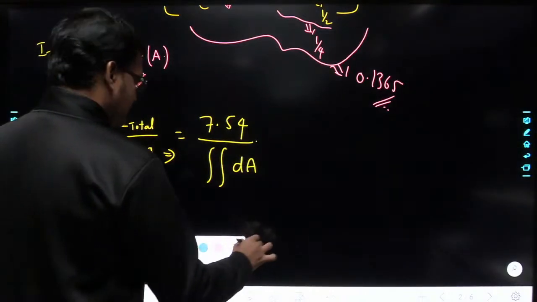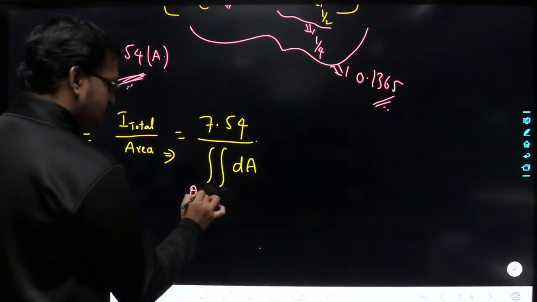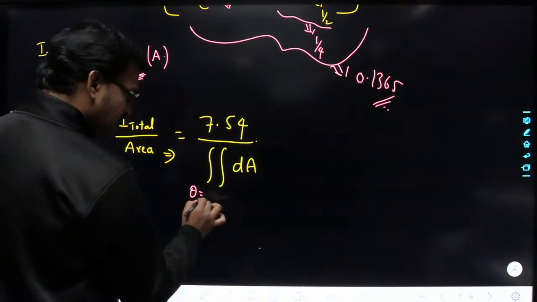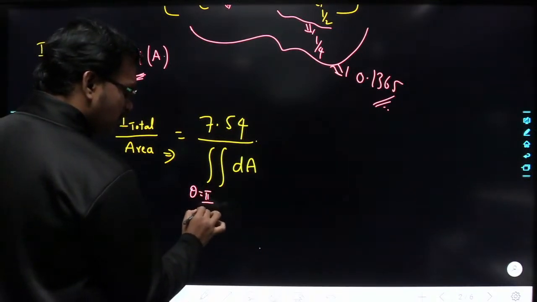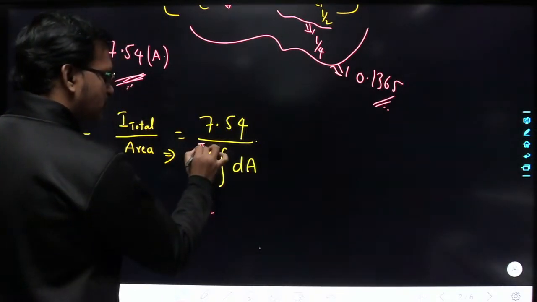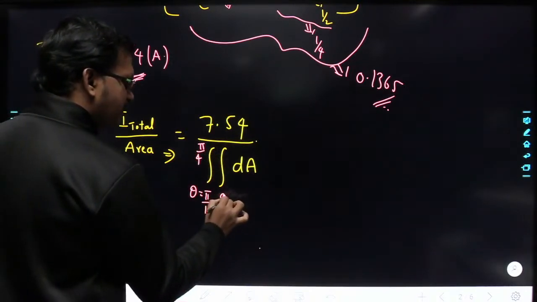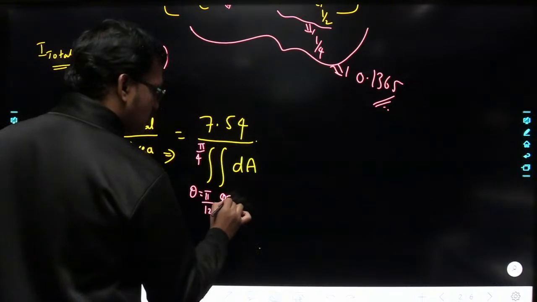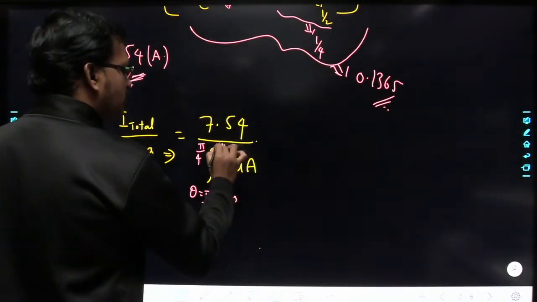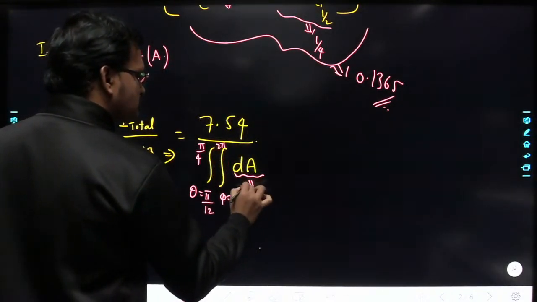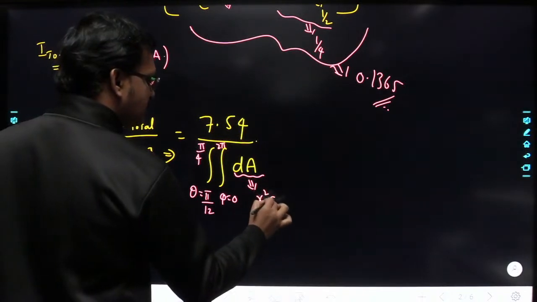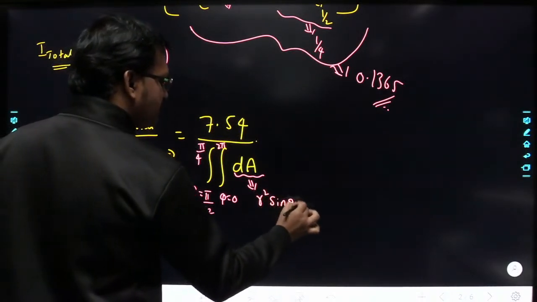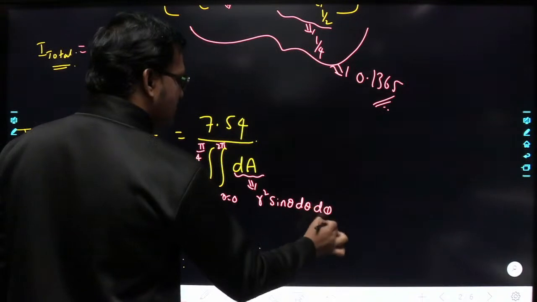So here theta is varying from where to where? Theta is varying from pi by 12 to pi by 4, and phi is varying from where to where? 0 to 2 pi. Phi is varying from 0 to 2 pi. And what is this differential area here? So this differential area, just now we have seen, that is r square sin theta d phi.